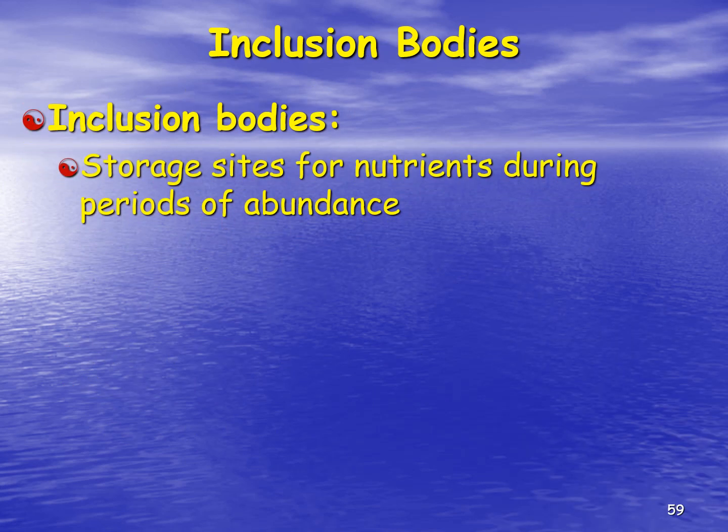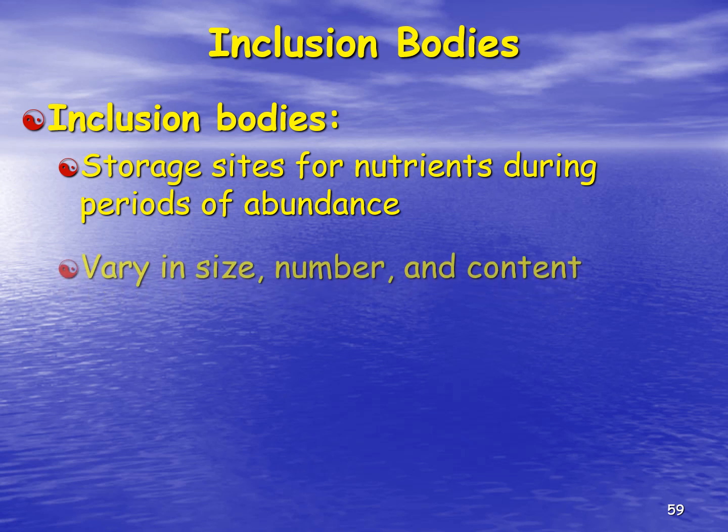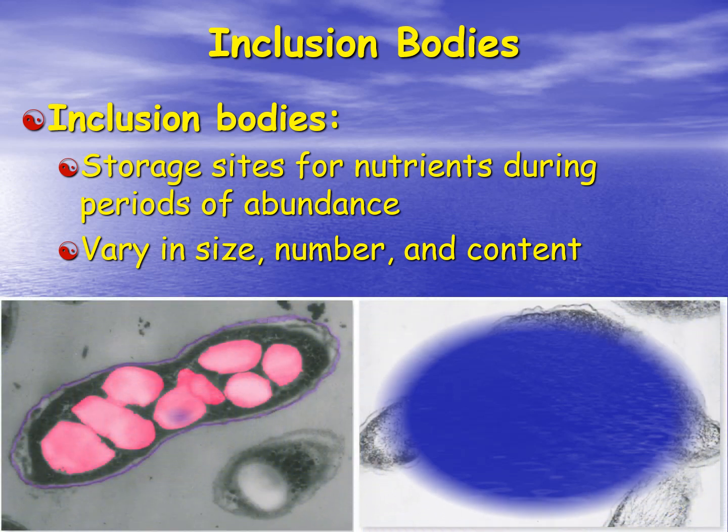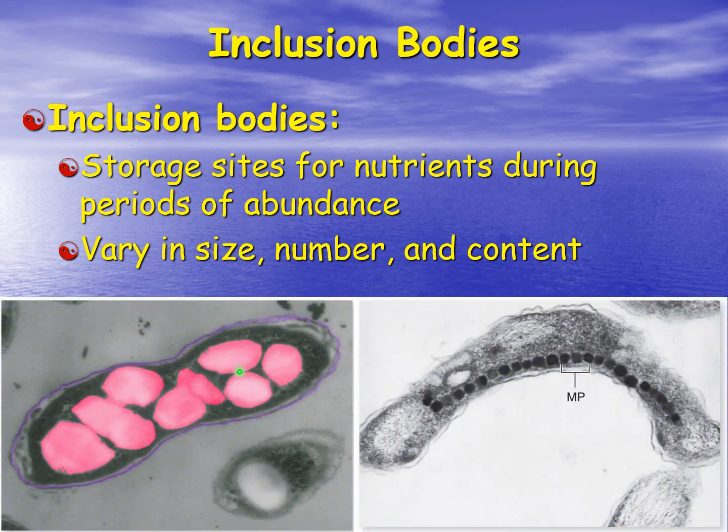Inclusion bodies are usually storage sites for nutrients during periods of abundance, and this could simply be a fat droplet floating around in the cytoplasm. They vary in size, number, and content. These are just droplets of some sort of nutrient in the cell cytoplasm. These are small and are known as magnetosomes. These actually contain some iron structures within this bacterial cell.